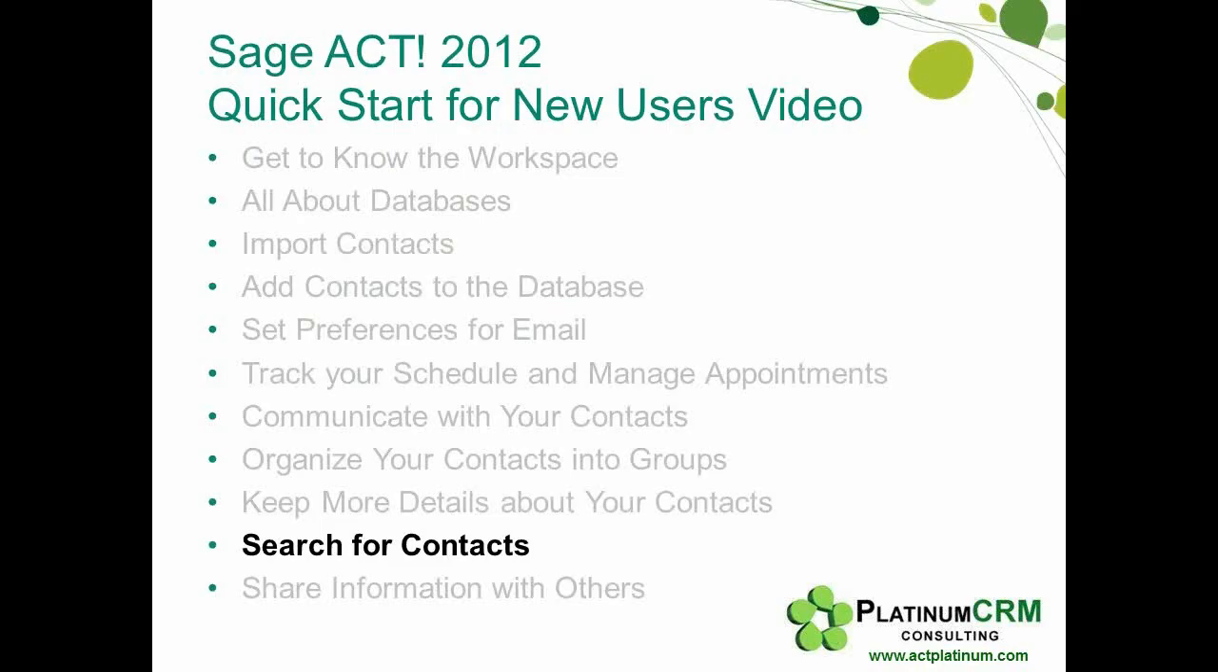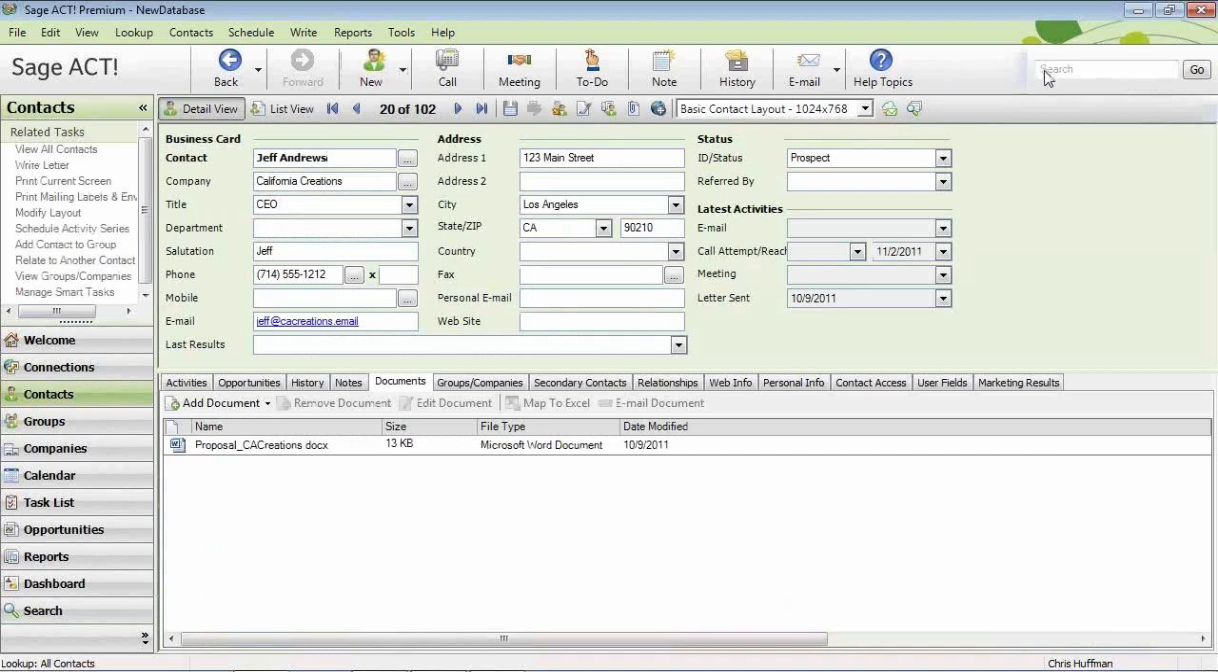Search for contacts. There are many ways to search your Sage Act database to find contacts or other information. Several of the methods let you create lists and work with the results of the search. To create a search using a search term, in the search text box to the right of the global toolbar, type your search term or terms.